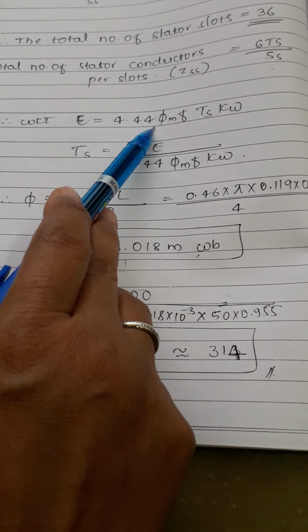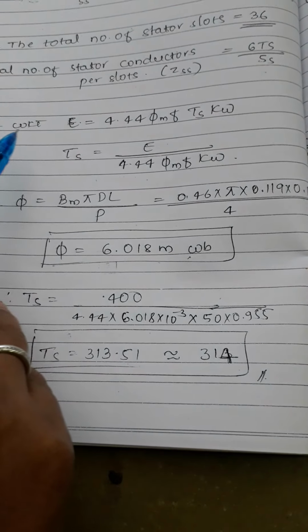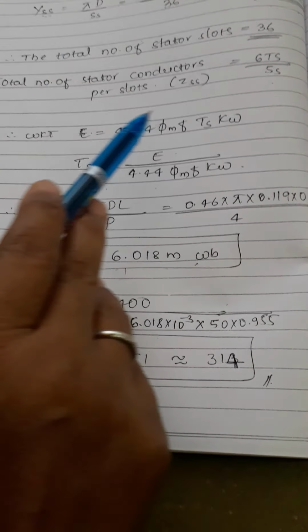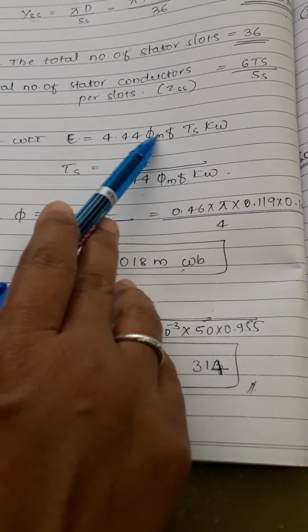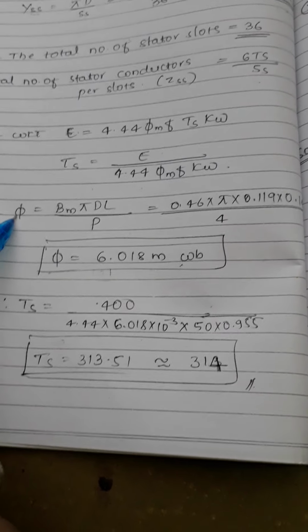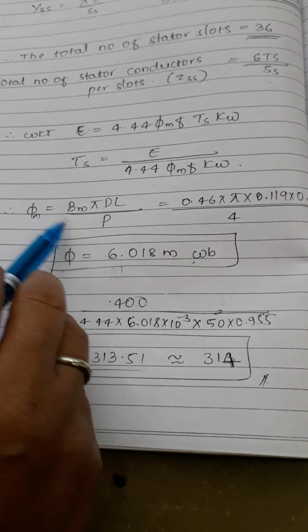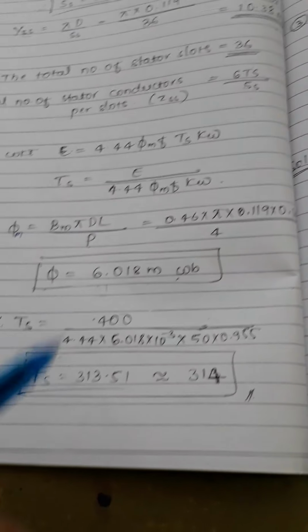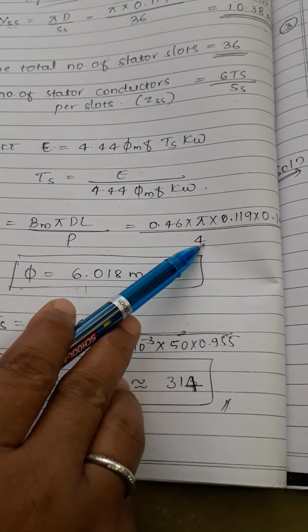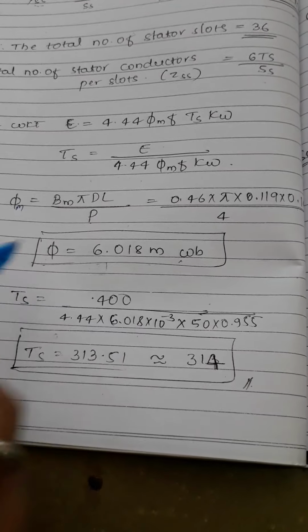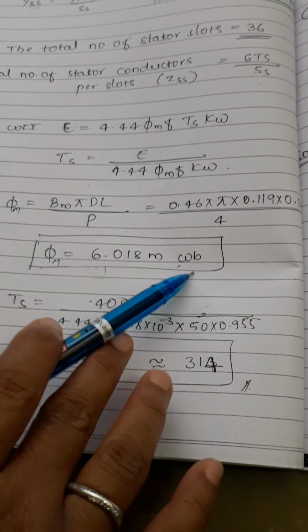E is equal to 4.44 phi m F TS Kw. We know E, we know F, but we don't know the flux phi m, the maximum flux. For that also there is a formula: phi m is nothing but Bm pi D L upon P. We know Bm, pi, D and L, and the number of poles, so we can easily calculate phi m. Here phi m is 0.018 Weber.